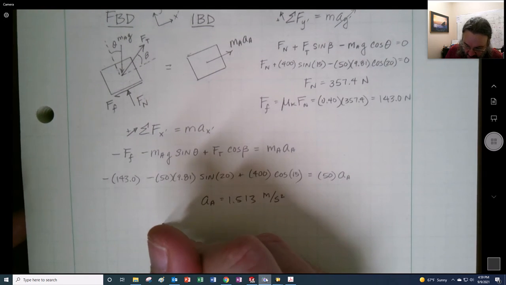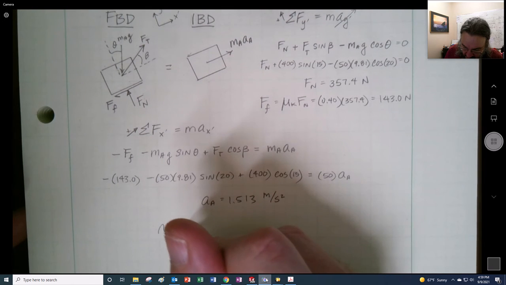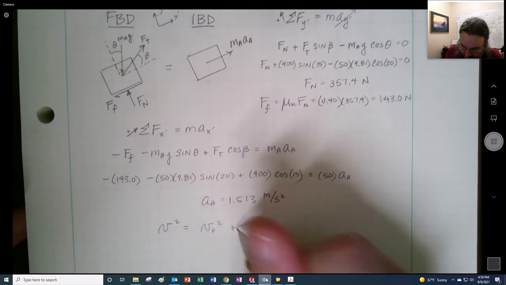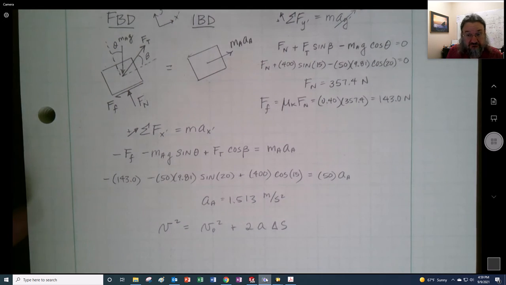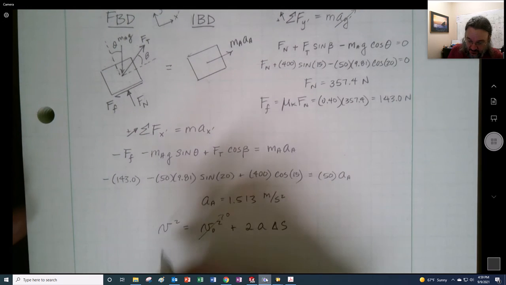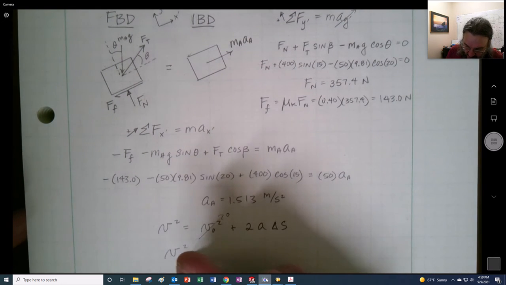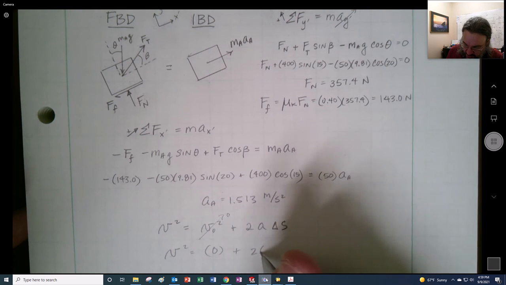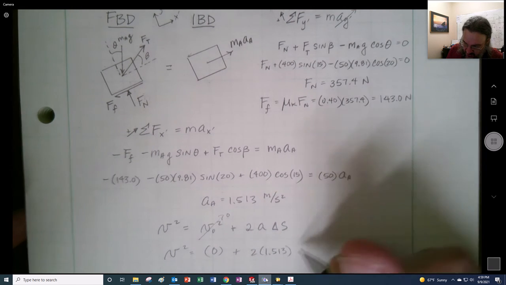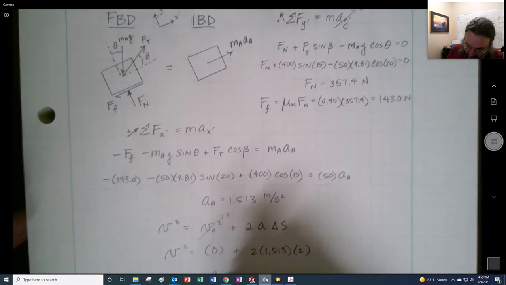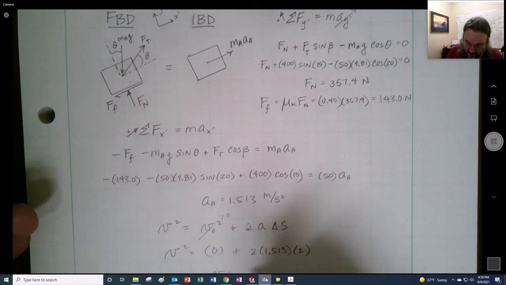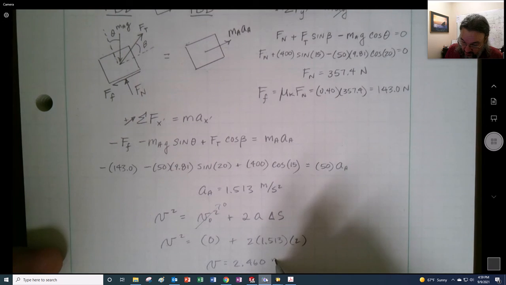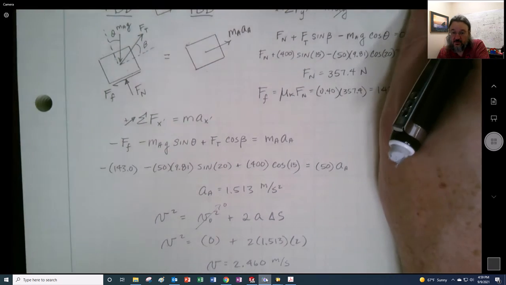And so the velocity squared is going to be equal to the original velocity squared plus 2 times the acceleration times the change in position. This starts off at 0. So we get V squared is going to be 0 plus 2 times 1.513 times 2. So we really just multiply it by 4, right? 4 times square root. And we get that it's going to be 2.460 meters per second.